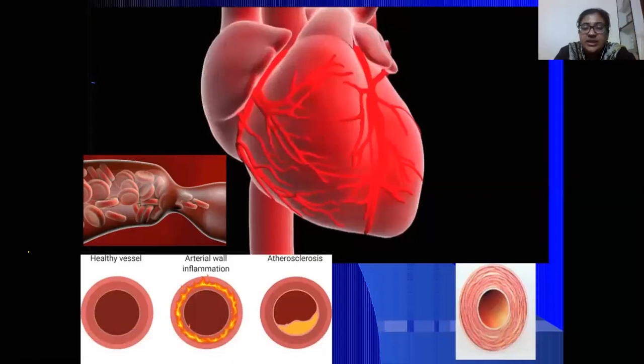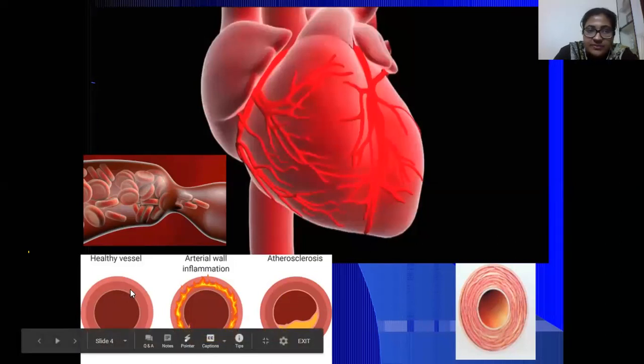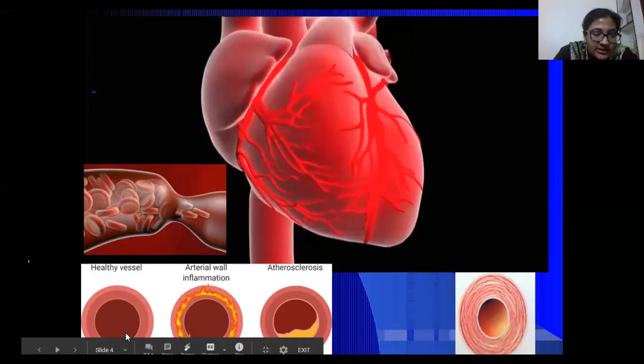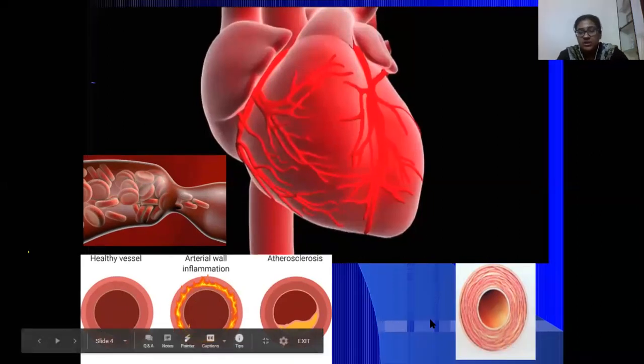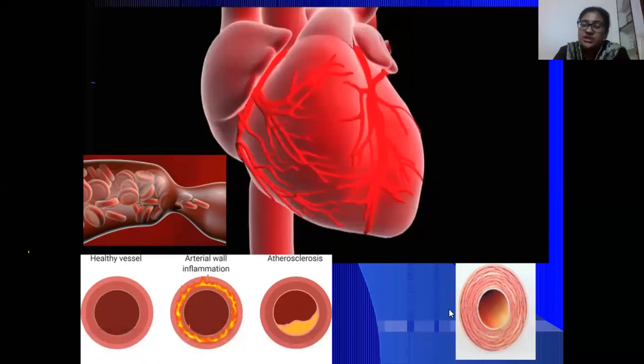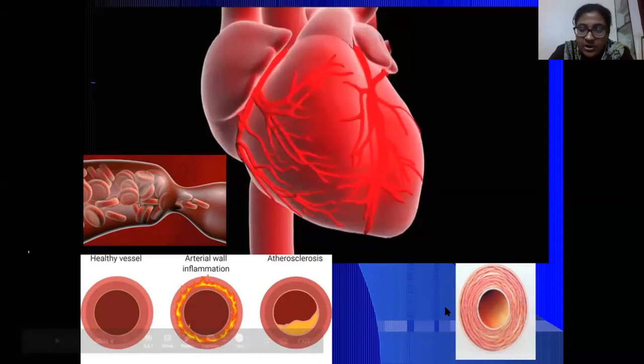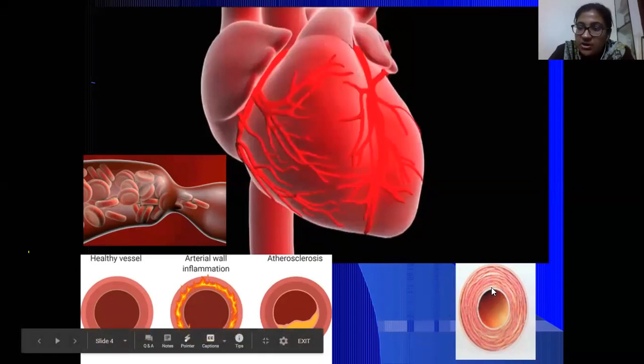When we are talking about angina, we have come to the conclusion that here we are dealing with obstruction, right? And because of the obstruction, we have two, three different reasons behind it. So this is a healthy vessel. Then we have the inflammation of the arterial wall. If you remember, last semester I introduced you to the terminology arteriosclerosis, right? Arteriosclerosis is when the muscles get thickened up. And atherosclerosis is when the fatty tissues get plugged up inside the blood vessel.